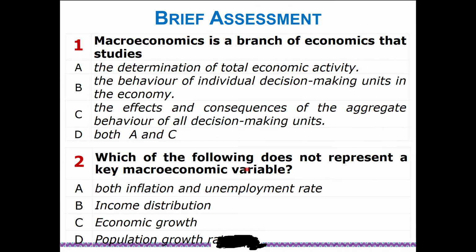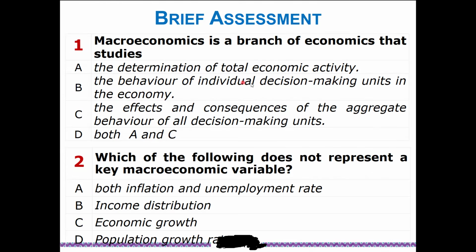Macroeconomics is a branch of economics that studies. So macroeconomics, remember we said we look at A, and A is telling us to aggregate, right? A for aggregate, so total demand, total supply. And we said we are basically looking at the aggregate economic activities, meaning the total economic activities, right? We're studying the economy as a whole. So number A is saying that the determination of total economic activities, A is correct.